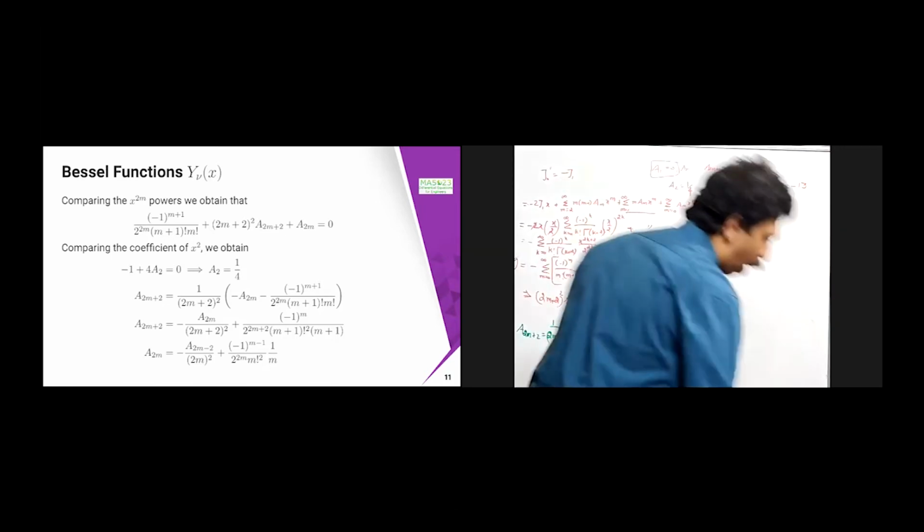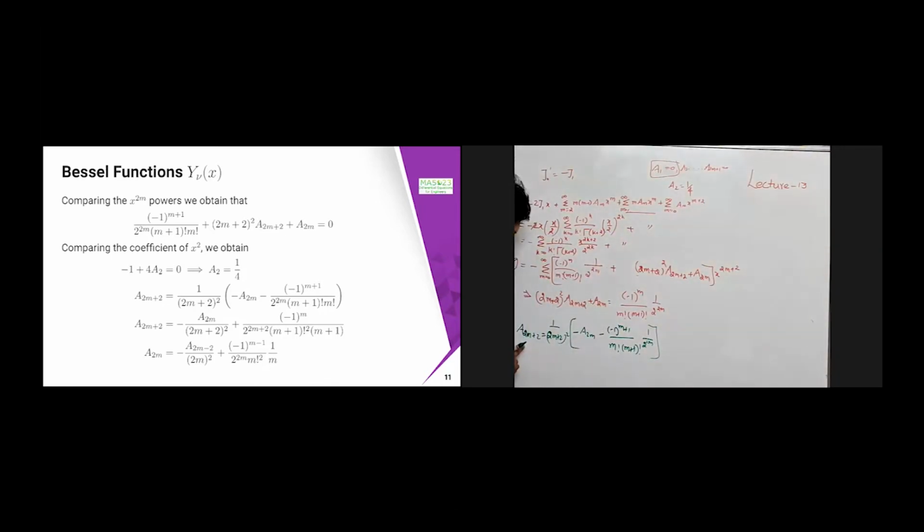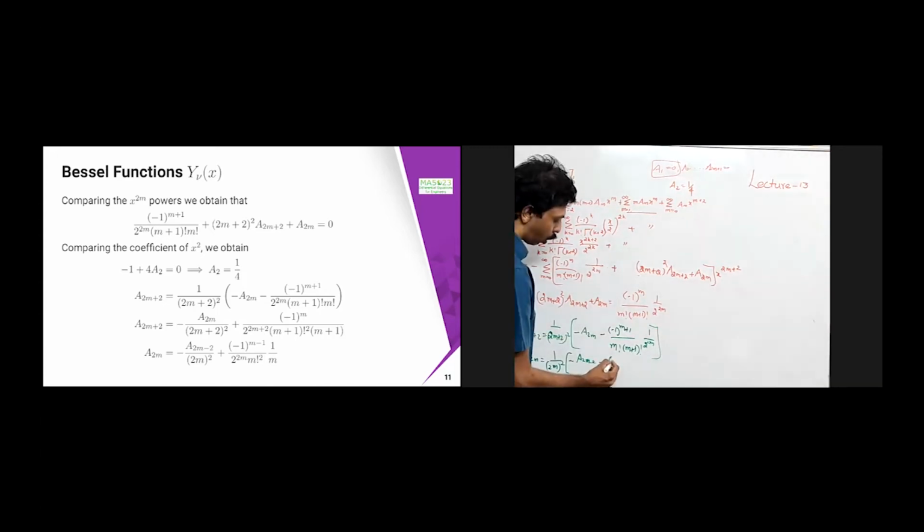Therefore from this one, suppose I want to find A2m. If I want to find A2m, wherever m is there, replace that with m minus 1. Then A2m is going to become, you can observe the pattern, 2m whole square, and minus A2m minus 2. So 2m plus 2 means 2 degrees there, so I'm decreasing 2 here, minus 1 power. Wherever m is there, you reduce 1 from that.